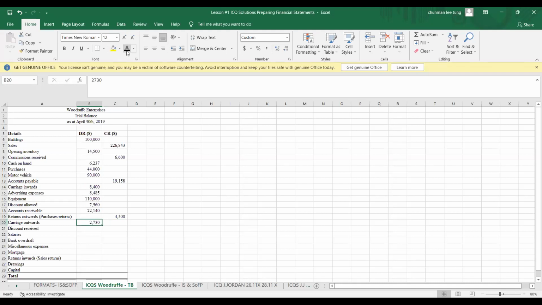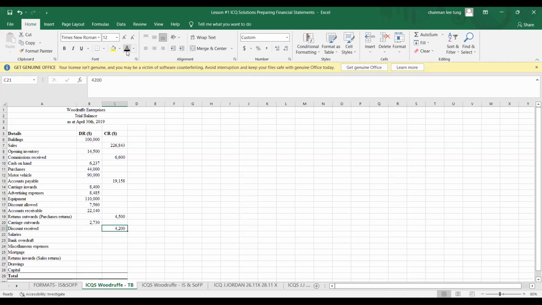So carriage outwards is considered to be an expense to the business, and all expense accounts have debit balances. Then we have discount received. Let me hear some answers here. Discount received, debit or credit? Okay, good. I'm seeing all the answers being credit balances. Reason being, it is considered to be a revenue account. We receive this discount from our suppliers, hence it will be credited. It is like a revenue, right?